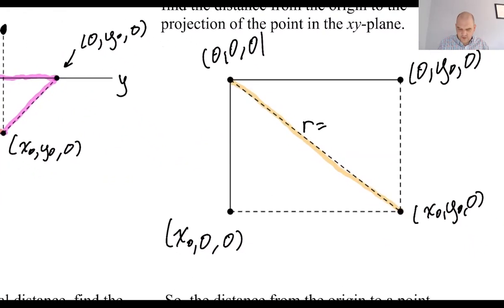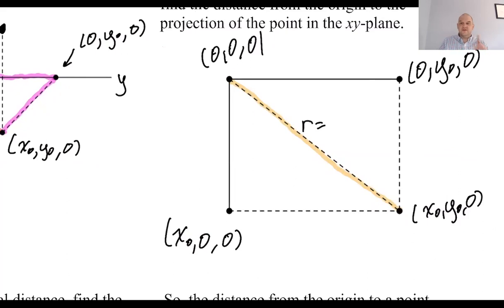is, you're in the xy plane and you're essentially finding the distance between the origin and the point x0, y0. So you know how to do this. It's going to be the square root of x0 squared plus y0 squared. Okay, so we have that. We're going to keep moving.